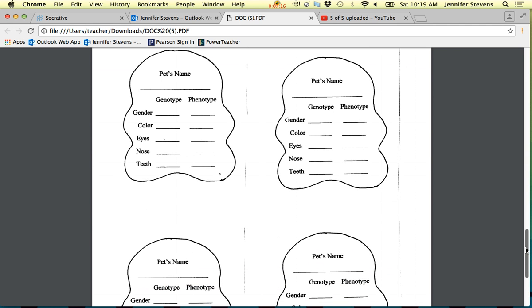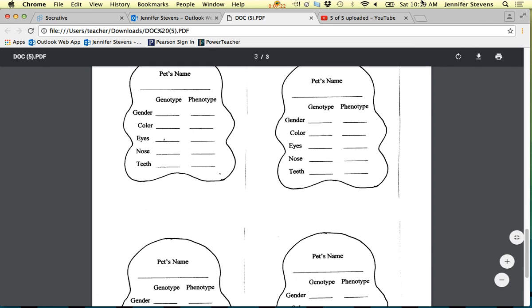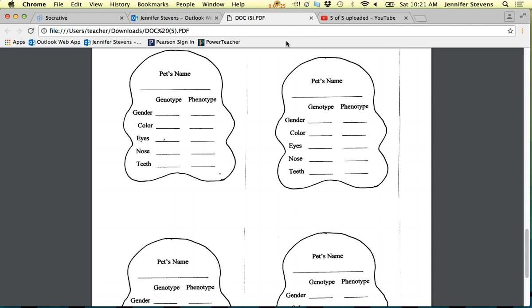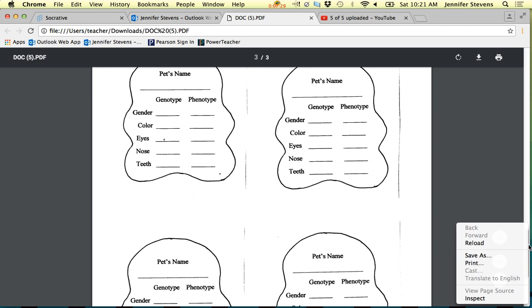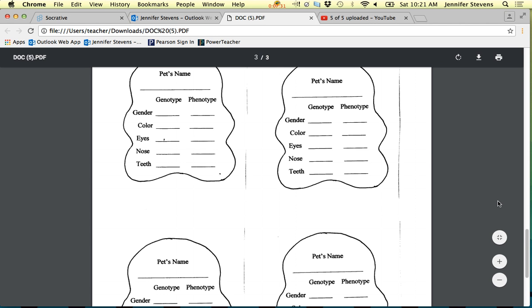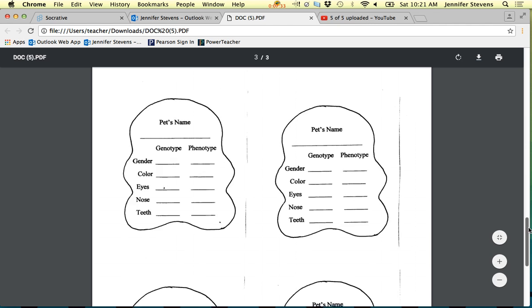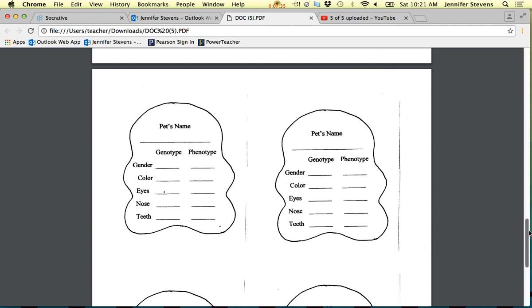Now, once you have done all of the Punnett squares, then what you're going to do is go down below or go to the sheet here that's got the 4 babies on there, and you are actually going to fill out the 4 babies. Sorry about that, I had a little bit of a sneeze there. Now, this is what I recommend you do.